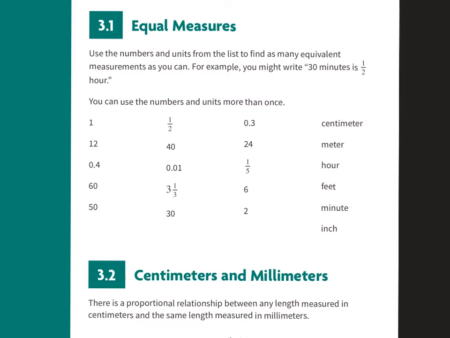In our books, which you should all have, we are going to be on page 21. Okay? So, 3.1, equal measures. Use the numbers and units from the list to find as many equivalent measures as you can. For example, you might write 30 minutes is a half an hour. So, go ahead and hit pause and write down as many as you can, and then when you get done, hit play, and we'll get back going to it.